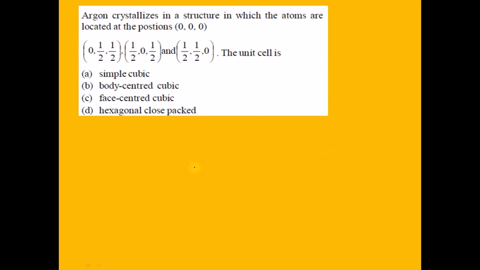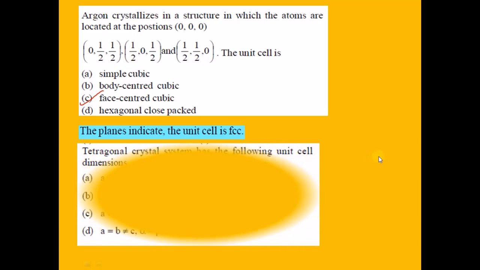Next question. Argon crystallizes in a structure in which the atoms are located at the positions 0, 1/2, 1/2; 1/2, 0, 1/2; 1/2, 1/2, 0. Miller indices values are given. The unit cell is a conceptual one. The planes indicate that the unit cell is FCC. So option C is the right option for this.